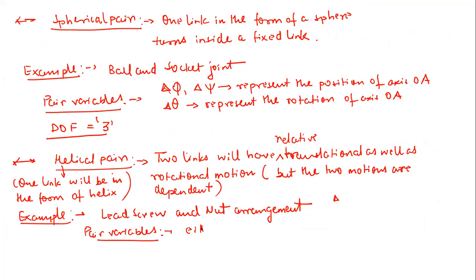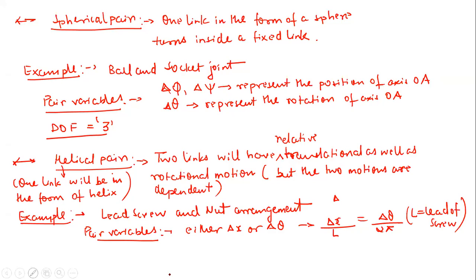That is, in this case, the pair variables. Either you use delta x or delta theta, right? And generally these two pair variables are related by this relation, where this L is called the lead of the screw, correct? Now the degree of freedom of a helical pair will be equal to how much? One. Obviously, either you use delta x or you use delta theta, so the degree of freedom is equal to 1, right?